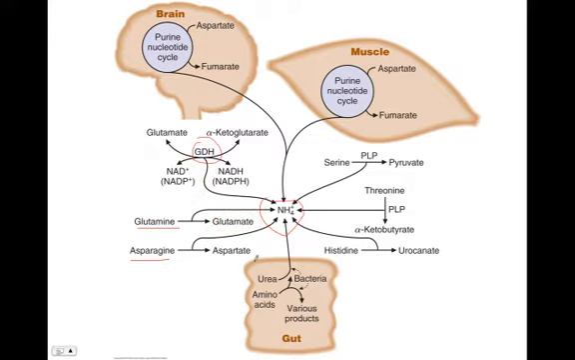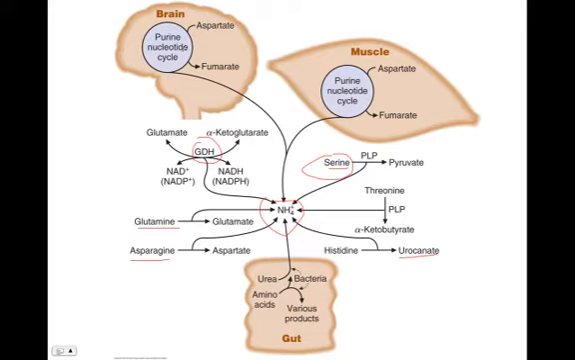As illustrated here, there are other amino acids which also can contribute ammonium to the pool of free ammonium. You can see here serine can be deaminated to form pyruvate. Threonine can be deaminated to form alpha-ketobutyrate, and histidine to form urocanate. And all of these reactions can contribute to the pool of free ammonium.